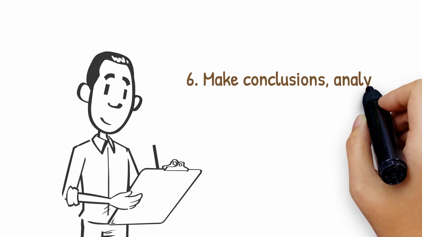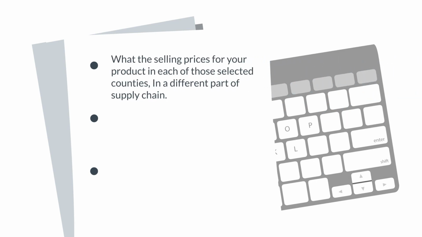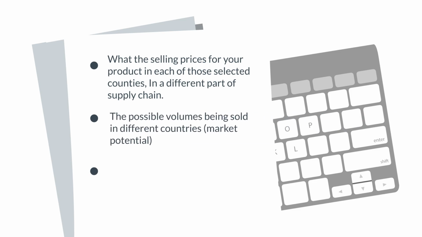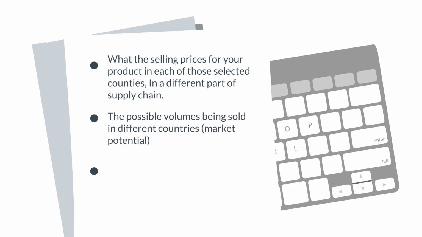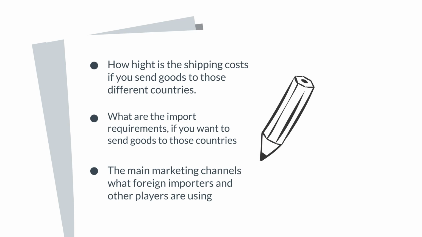6. Make conclusions, analyze and make decisions. Compare the data: what the selling prices for your product are in each of those selected countries, in different parts of the supply chain; the possible volumes being sold in different countries, market potential, competition, their strengths and weaknesses. How high are the shipping costs if you send goods to those different countries? What are the import requirements if you want to send goods to those countries? The main marketing channels that foreign importers and other players are using.